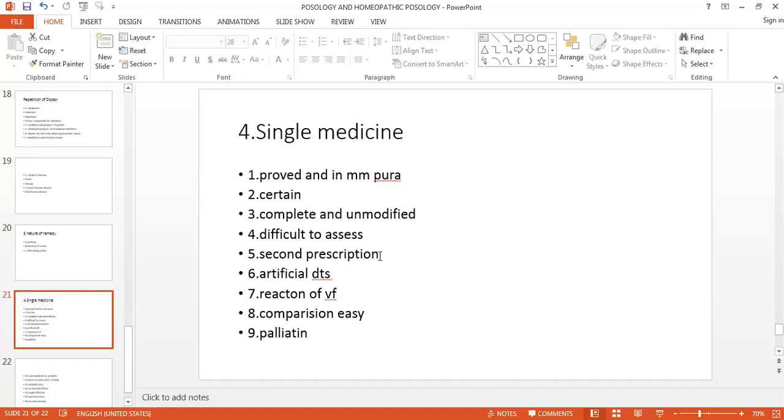2-4 medicine आप एक साथ दे दोगे then the second prescription it is very difficult. Observations आपको यहाँ पे observe करने नहीं मिलेंगे. Then this disease may cause the artificial disease. This may cause the drug disease. What we call it as an iatrogenic disease. If you are giving the polypharmacy, then vital force भी बेचारा अपना confuse हो जाएगा कि किसको react करे.